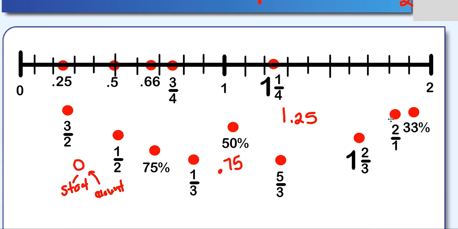How about if I have a percent? Here's 33%. We need to change that to a decimal. So remember, you cross it off, back it up, back it up. So really I have 0.33. So let's move it. Starting at 0, I move it over 1, 2, 3, and then a little bit over. So you are going to be putting numbers on a number line today.